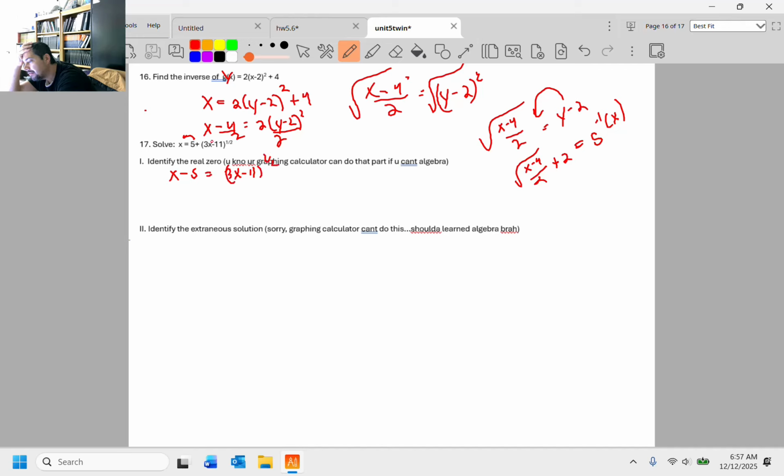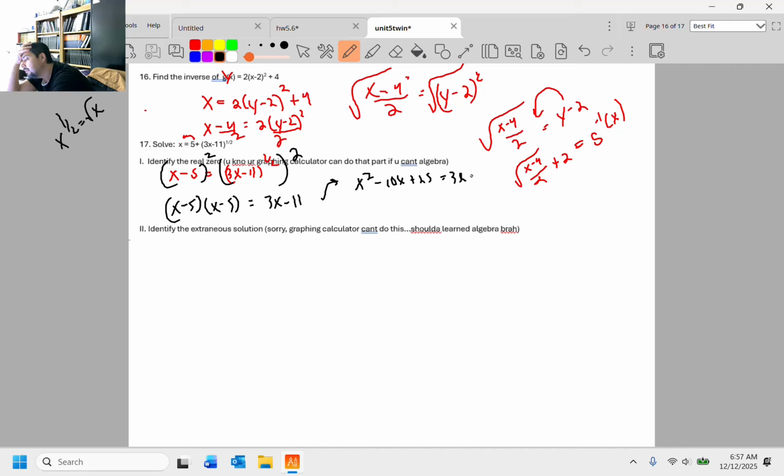So I have subtracted 5 from both sides. Now the opposite of a 1/2 power, which happens to be the square root power, by the way. Remember that x to the 1/2 is the square root of x. So I'm squaring both sides. All right, so I've got x minus 5 squared. I'm going to write that thing twice. Equals 3x minus 11. Go ahead and do a little foiling on the left-hand side. That's x squared minus 10x plus 25 equals 3x minus 11.